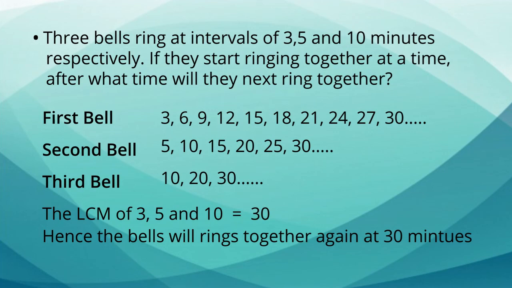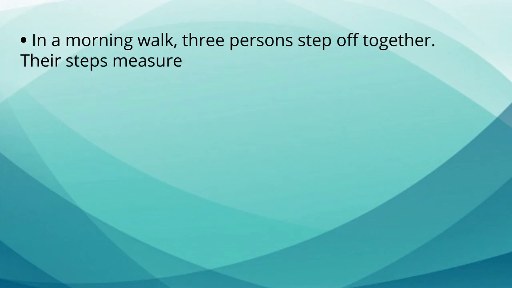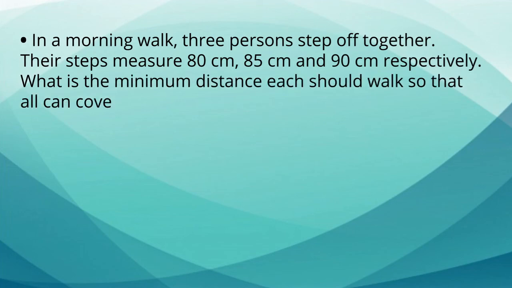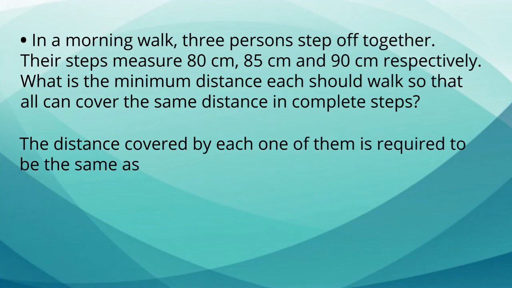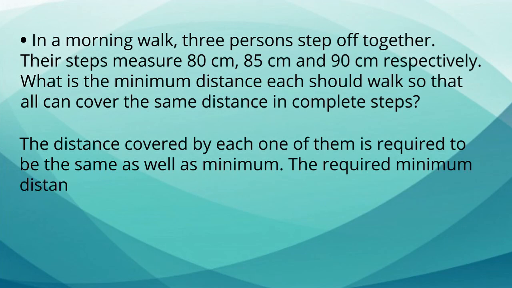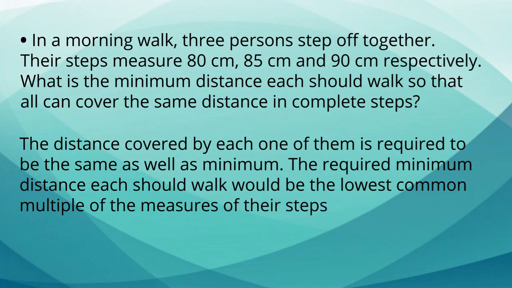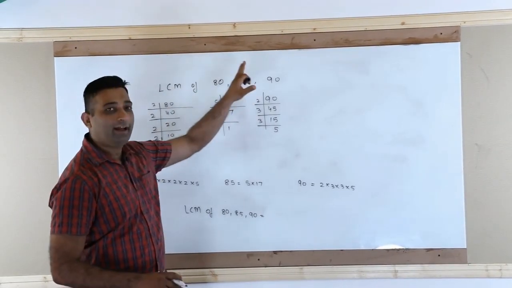Now let us do one more problem. In a morning walk, 3 persons step off together. Their steps measure 80 cm, 85 cm, and 90 cm respectively. What is the minimum distance each should walk so that all can cover the same distance in complete steps? The distance covered by each one of them is required to be the same as well as minimum. The required minimum distance each should walk would be the lowest common multiple of the measures of their steps. Now let us find the LCM of 80, 85, and 90.